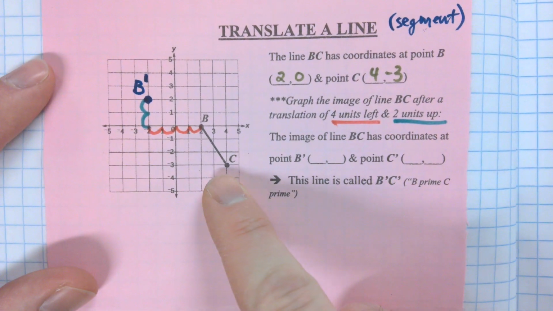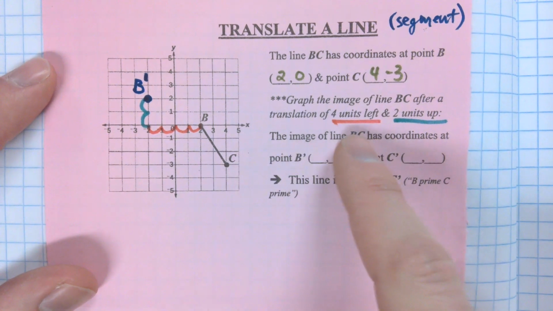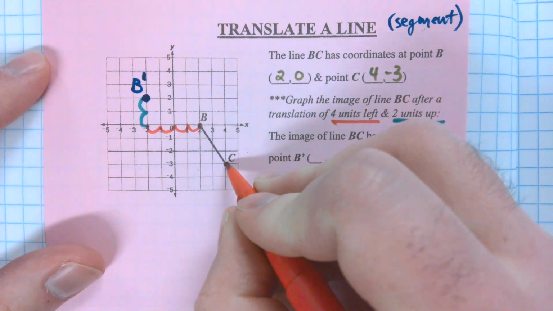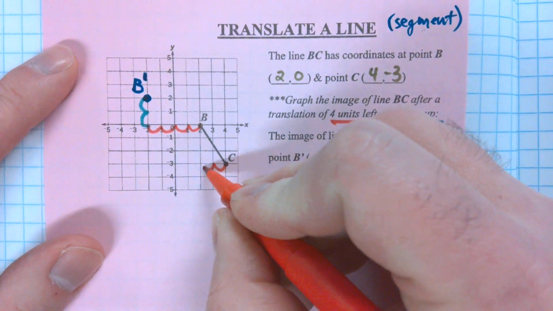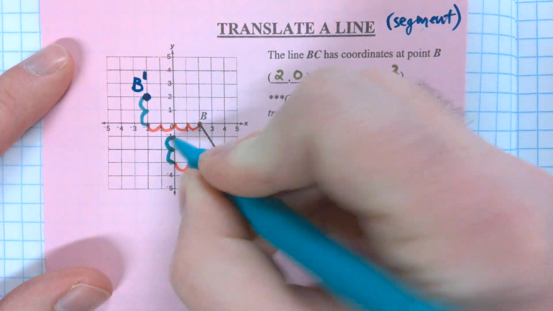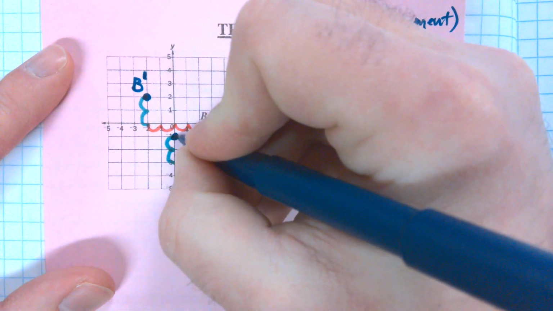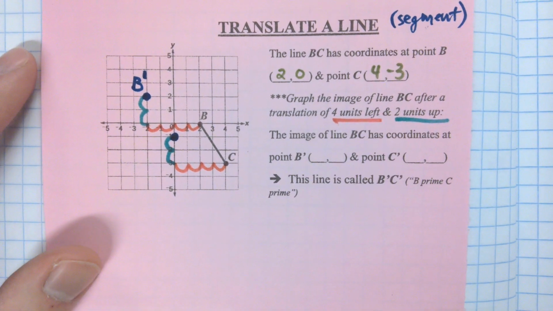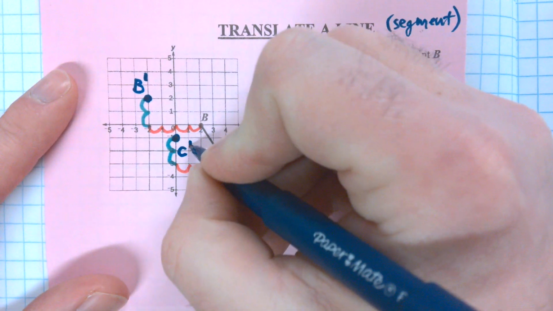Now let's start at point C. We're going to follow the same pattern. 4 units left, 2 units up. From point C, 1, 2, 3, 4 units left. 1, 2 units up. Draw our new point. What can we call this point here? C prime.